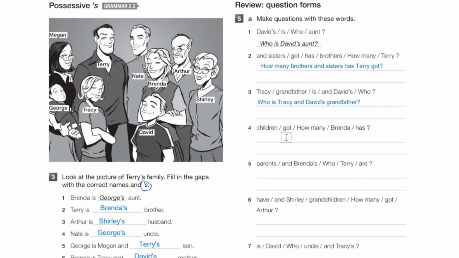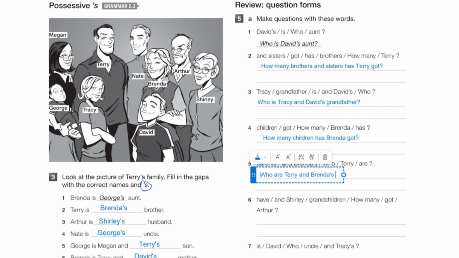Number 4, children got how many Brenda has? So how many children has Brenda got? Right, write it down. How many children has Brenda got? That's it. Number 5, who Terry are? So who are Terry and Brenda's parents? Who are Terry and Brenda's parents?